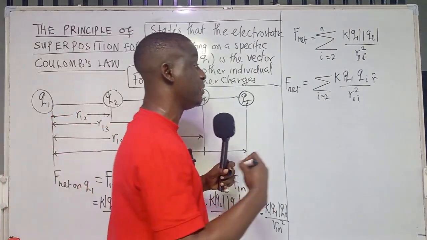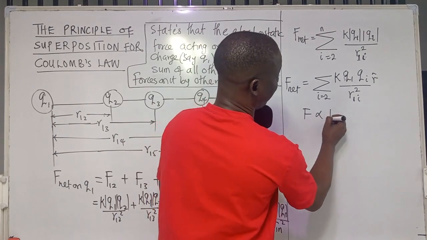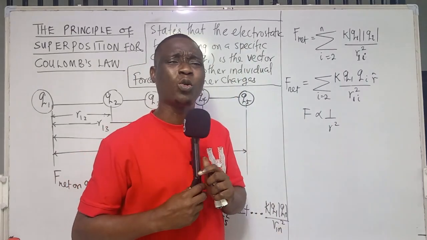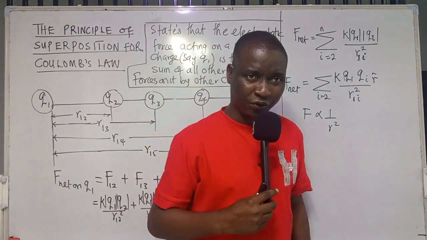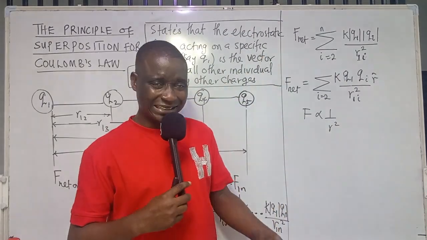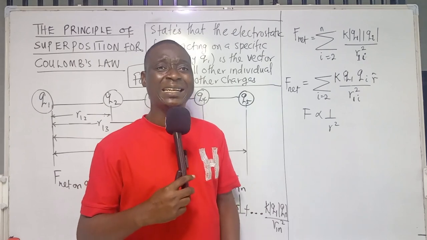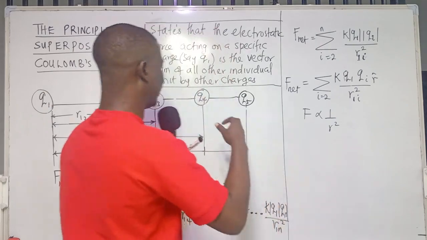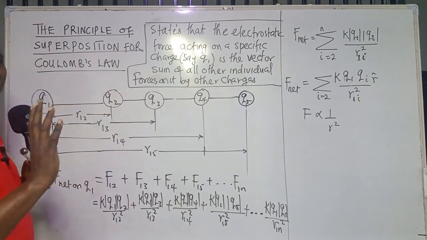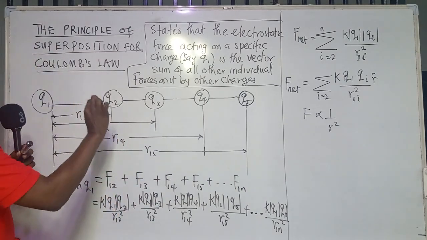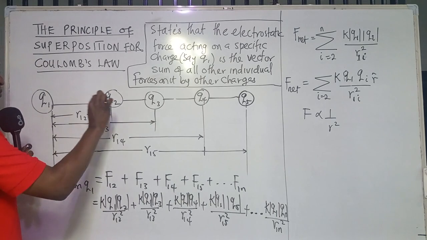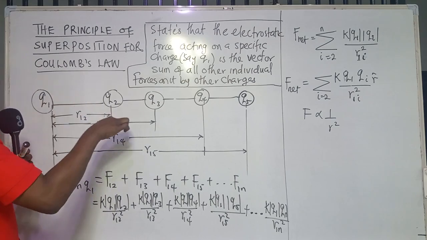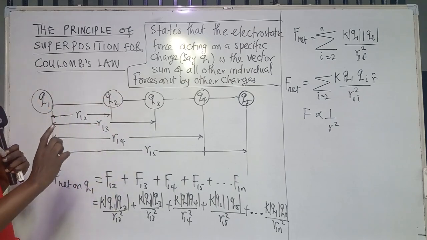And one other thing you must have in mind is that force is inversely proportional to the square of the distance apart. That means the closer the distance, the higher the force. I repeat, the closer the distance of two charges, the higher the interaction between them. So if I have, for example, all these charges now, if I should ask you which of them has more influence, more force, based on their distances apart, which one will have more effect or higher force on Q1?